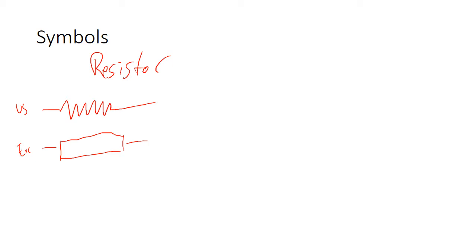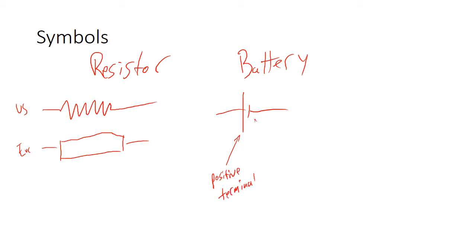The second thing that we're going to focus on is a battery. A battery is going to look like this. You should notice one side is big and one side is little. The big side is the positive terminal of the battery. The little side is the negative terminal.